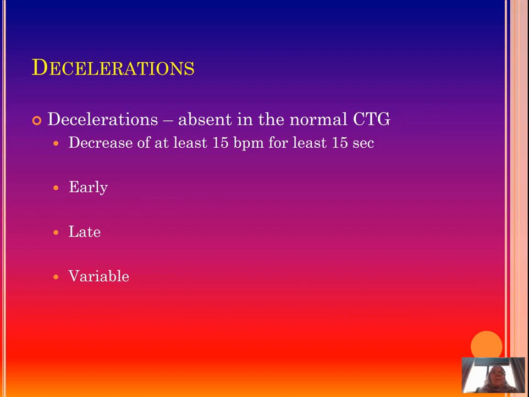Decelerations, of course, should be absent on the normal CTG. This is a decrease of 15 beats per minute for at least 15 seconds. We are only going to go over them briefly today, and we are going to look at CTGs that have decelerations a little bit more in the second CTG lecture. But we generally distinguish between early, late, and variable decelerations.